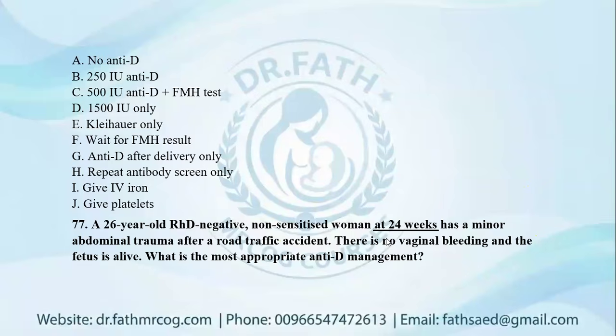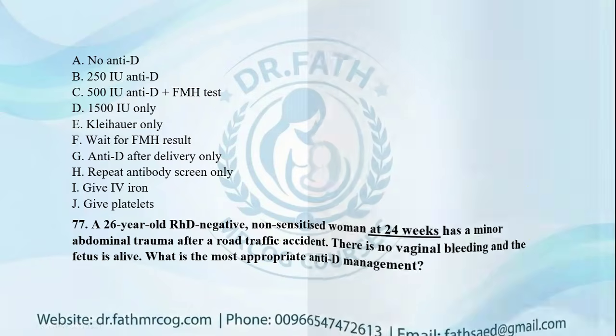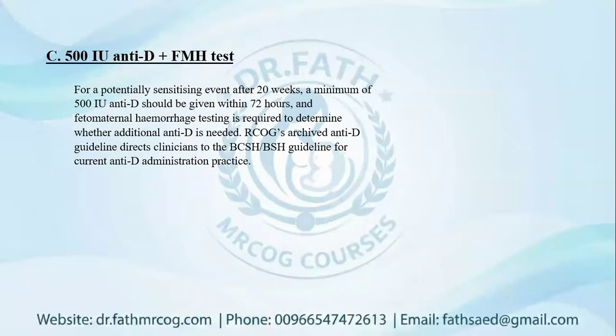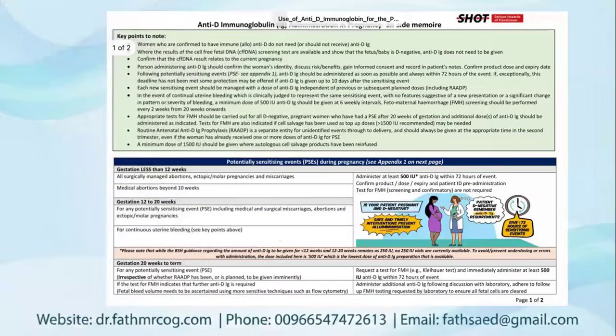She's Rh negative, and she had trauma at 24 weeks. That means more than 20. What will you do here? 500 international units of anti-D plus a fetal-maternal hemorrhage test. Yes, correct, because it is more than 20. And I will keep this one here for you.